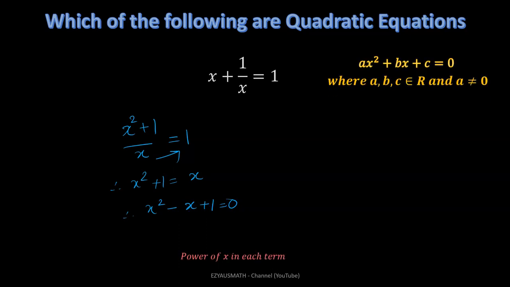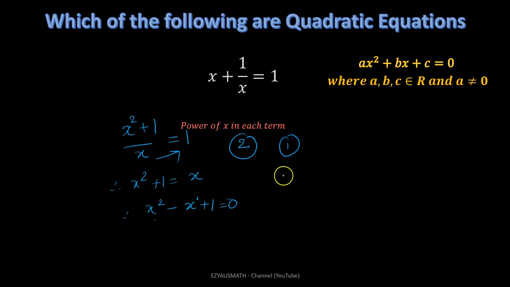Now what are the checks? First, what is the power of x in each term? The power of x in the first term is 2, so I'll write power 2. Power of x in the second term is 1. Power of x in the last term is 0. All powers are whole numbers. First condition is good.